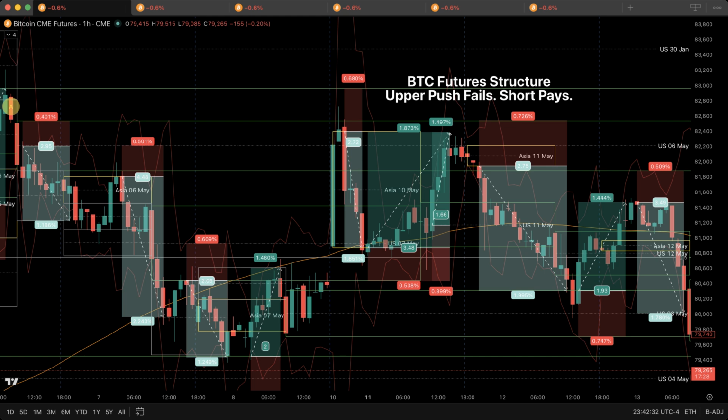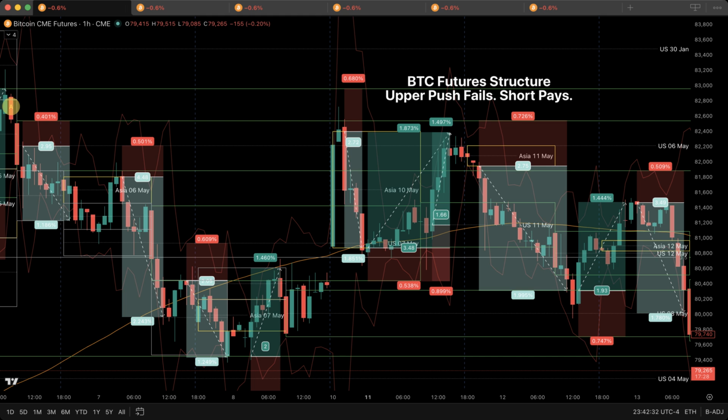The distance stops growing. The reaction comes back faster. The upper side starts to fail. Now price moves back down. It breaks back through May 12th U.S. session upper boundary. That changes the read. The move is no longer clean upside acceptance. It is a failed upper push. The market reached above. It could not stay above. Then it returned inside the prior box. That is where short pressure begins.